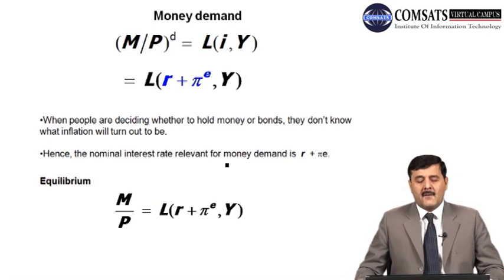We'll continue with the demand for money function in the coming slides. M over P D is equal to L of I, Y. As we know, as we saw in the previous slides, the nominal interest rate is equal to the real interest rate plus the inflation rate in the economy. So we can write L of r plus expected inflation comma Y. When people are deciding whether to hold money or bonds, they do not know what inflation will turn out to be, right? So that's why we have used expected inflation, not the inflation, here.